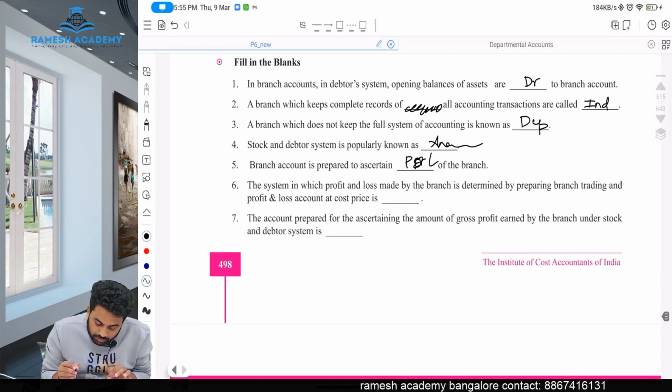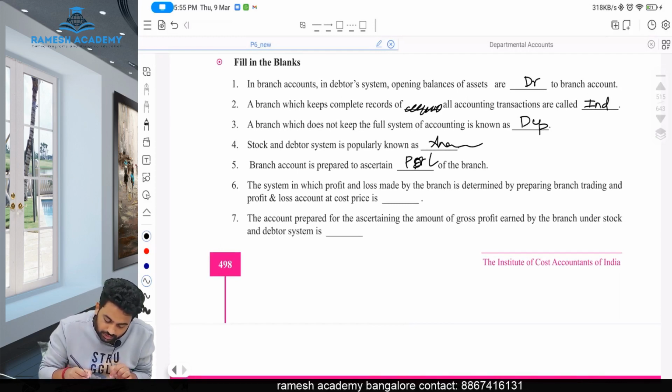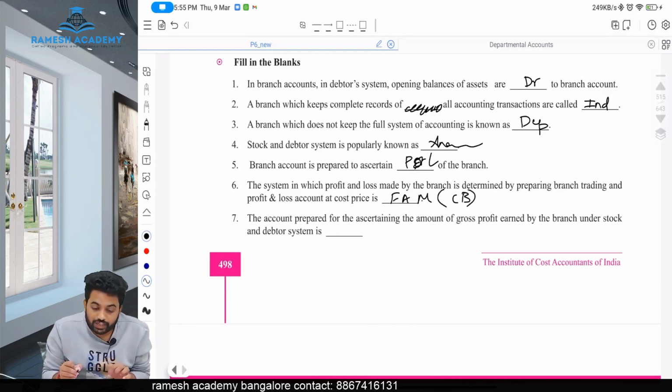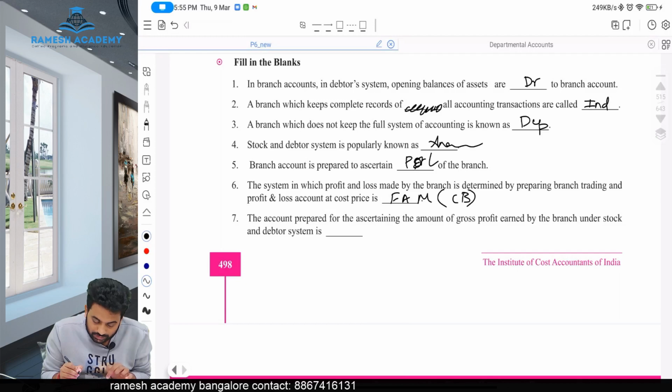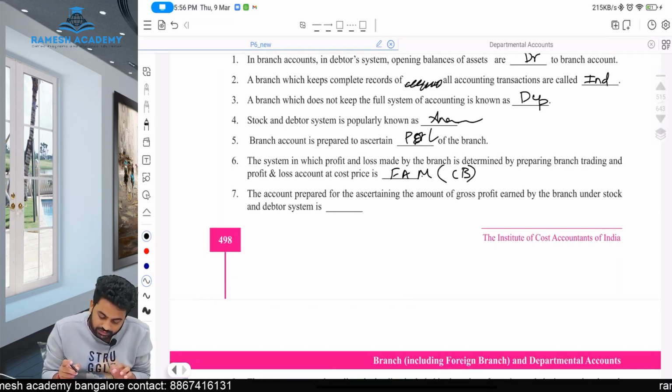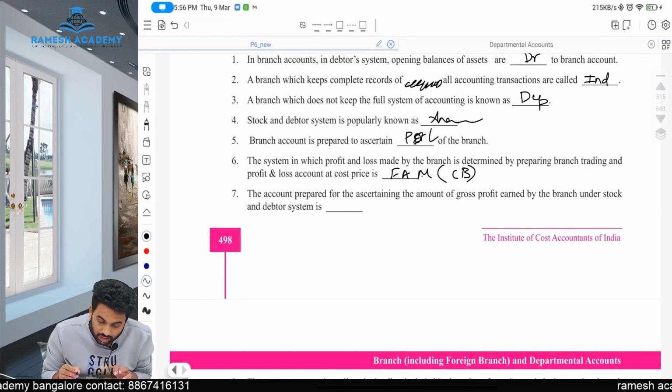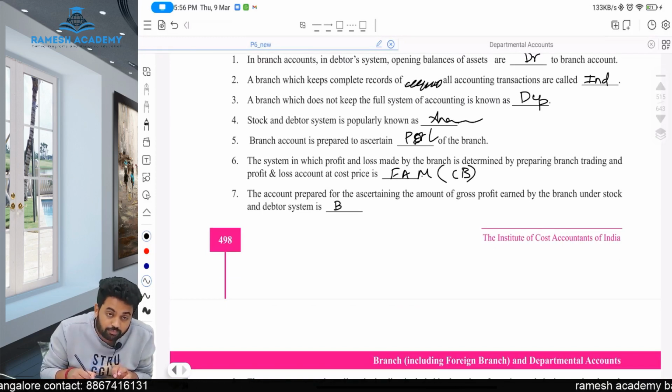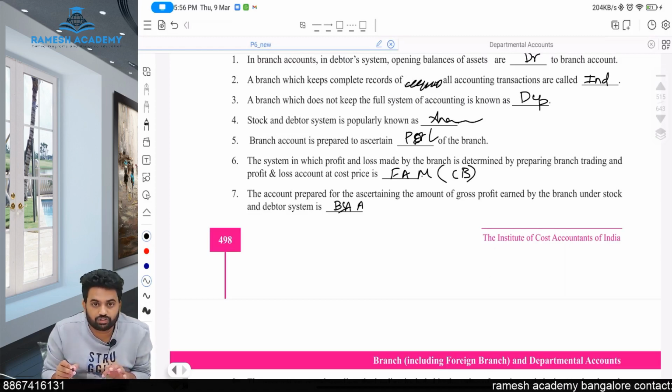The system in which profit and loss made by the branch is determined by preparing a branch trading and profit and loss account at a cost price is called final accounts method under cost basis. Okay. The account prepared for ascertaining the amount of gross profit earned by the branch under stock and debtor method is gross profit. To ascertain the gross profit, we are going to prepare branch adjustment account or branch stock adjustment account.